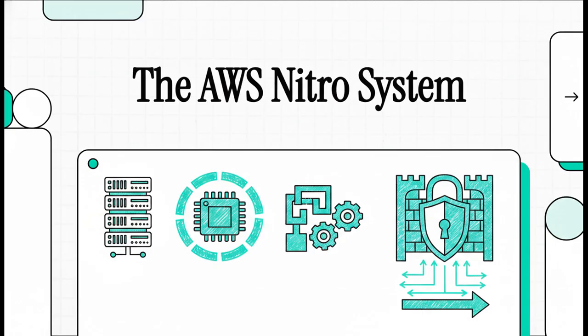But underneath that simple click is this fascinating, literally mind-boggling layer of custom silicon and distributed systems. Today, we're unpacking the AWS Nitro System. We're going to explore the physical hardware fortress that completely secures and isolates your cloud workloads from the outside world.